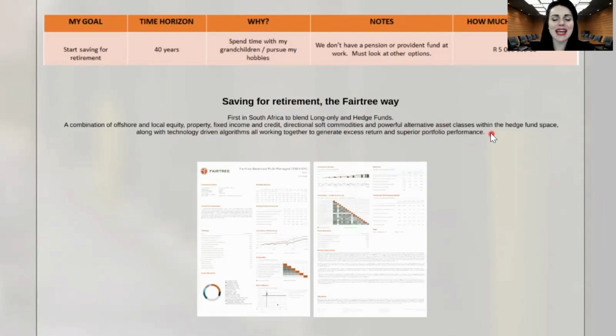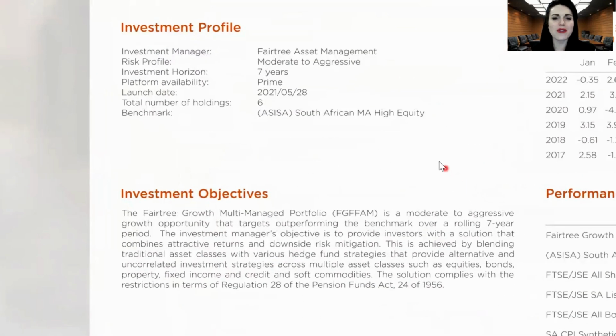So let's look at what can be an option, or let's say our best option, saving for retirement. Once again, you will see here in the risk profile space, it's medium to high because it is over the long term, of course. Investment horizon being 7 years or longer. So if you're starting out, that is very important to note, because hopefully you will have about 30 or 40 years to go until retirement, making the most of the fact that time is your friend. And then the benchmark, once again, would be South African multi-asset high equity.